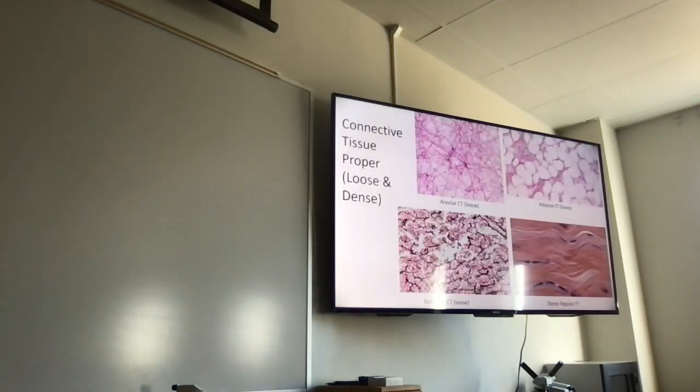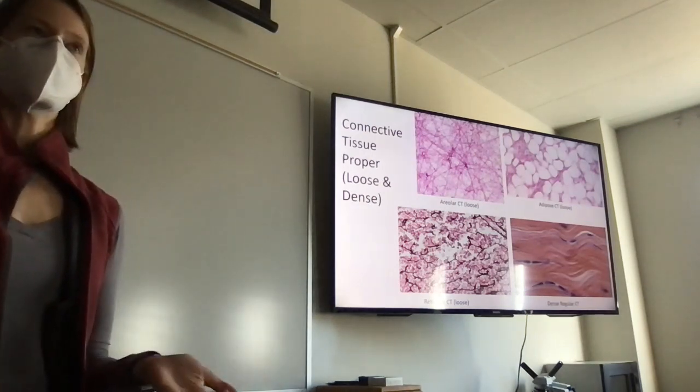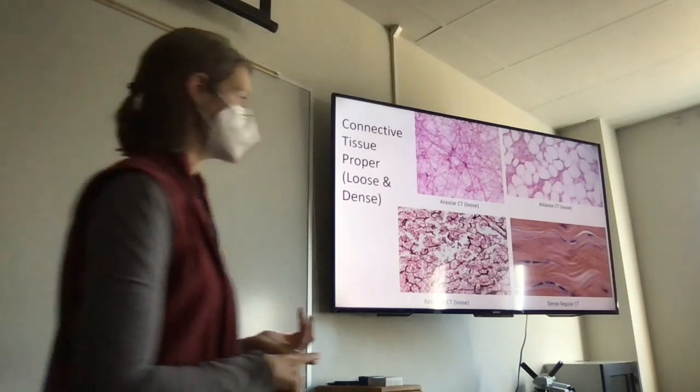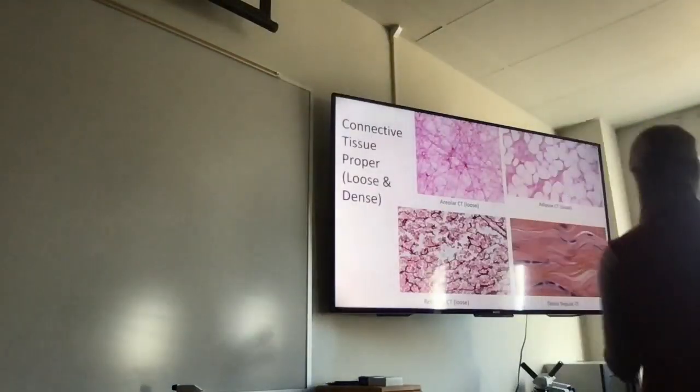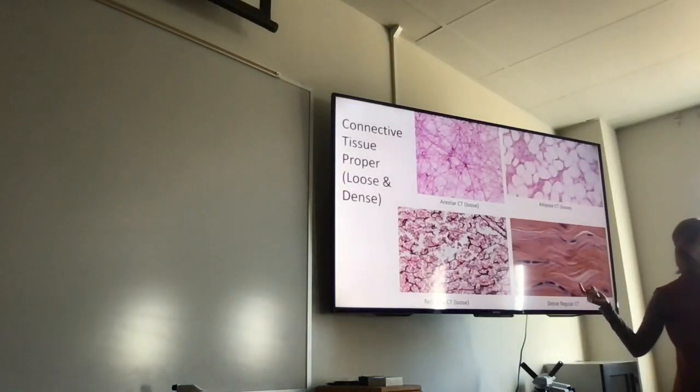So let's start with the connective tissue proper. There are both loose and dense types of connective tissue. There's only one kind of dense connective tissue you need to know, so I'm going to start with that one down here on the right. That is dense regular connective tissue. There's also dense irregular, but we're not learning that, so that's why it says regular, if you're curious.